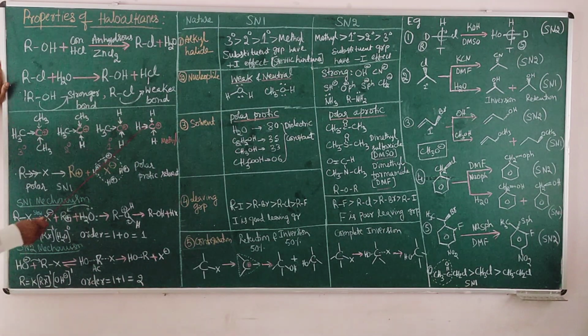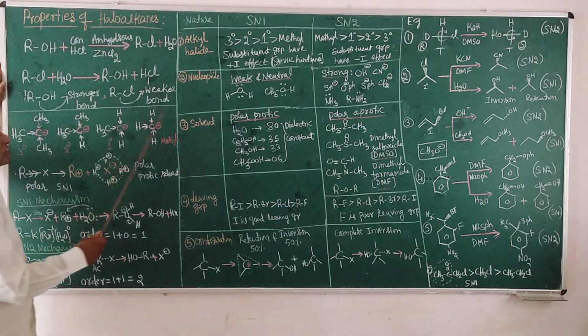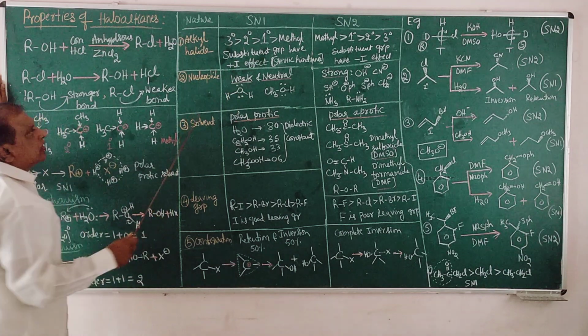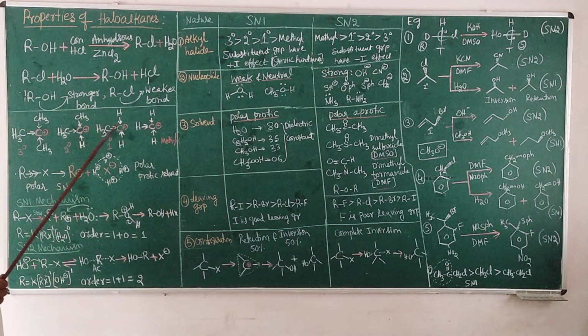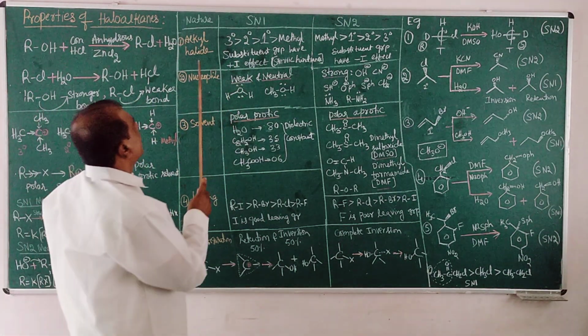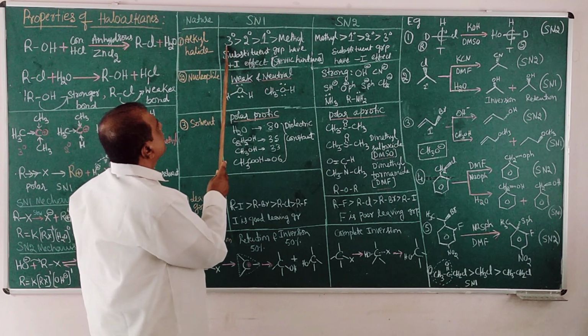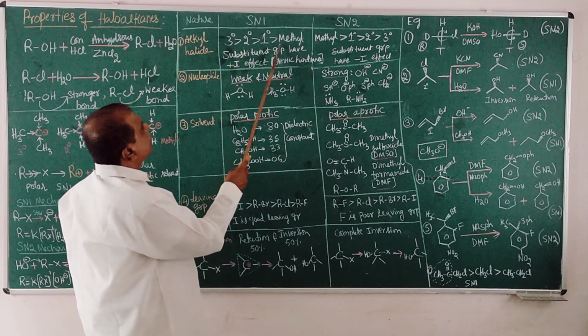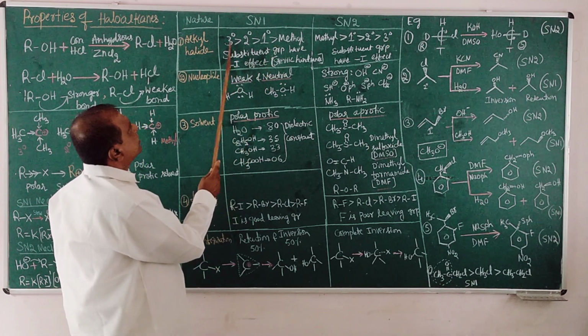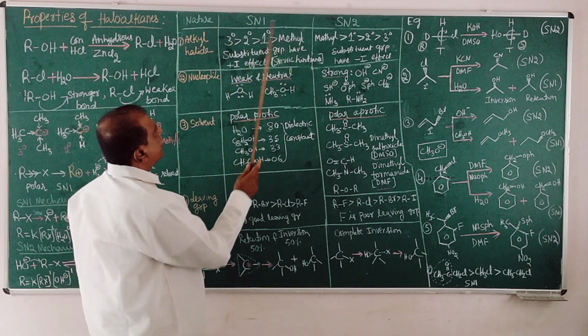So for example, a carbocation like this will favor the SN1 mechanism, but a carbocation like this will favor the SN2 mechanism. Accordingly, the arrangement depends on the nature of the alkyl halide, and the degree of favoring follows this order.